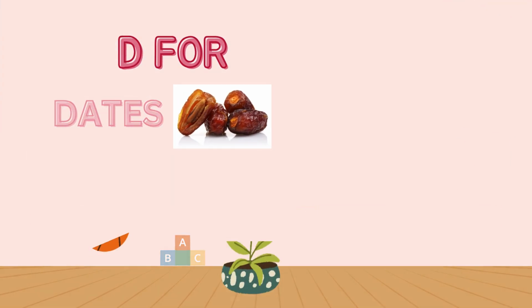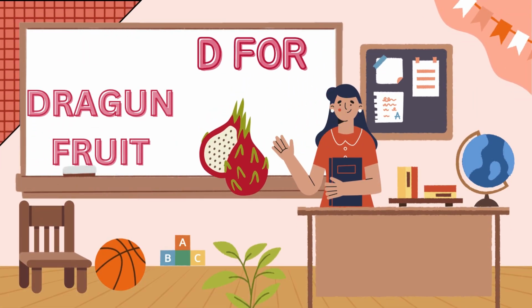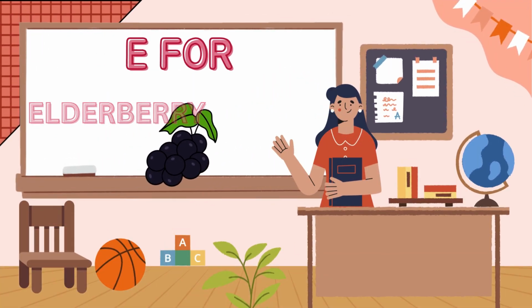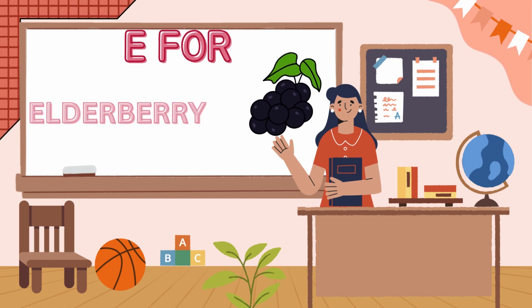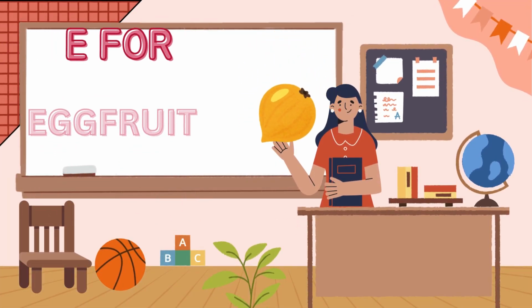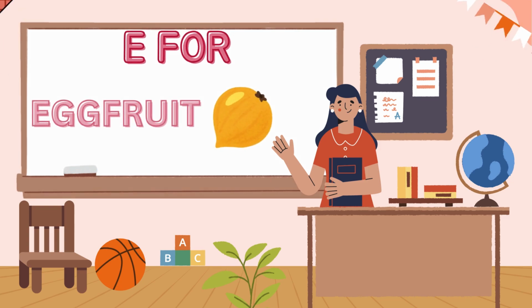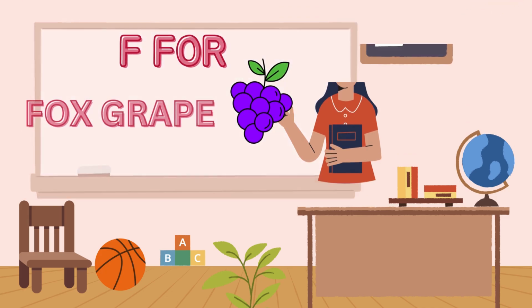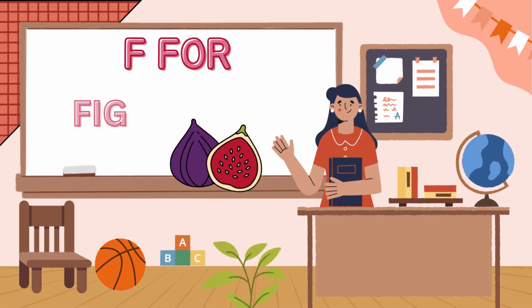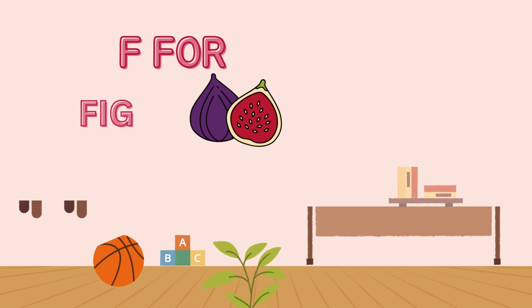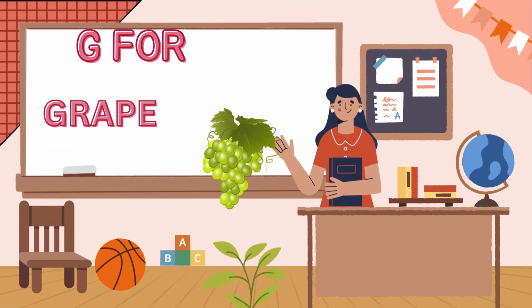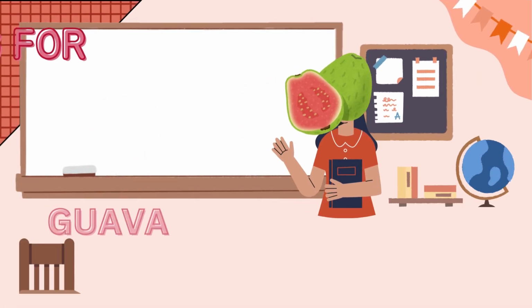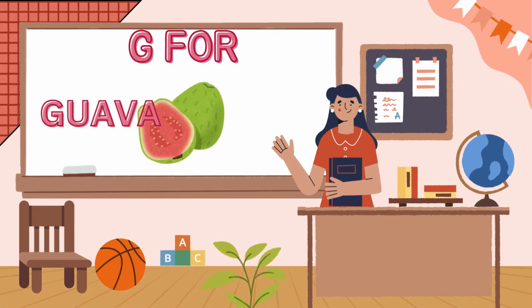D for date, D for dragon fruit, E for elderberry, E for egg fruit, F for foxglove, F for fig, G for grape, G for guava.